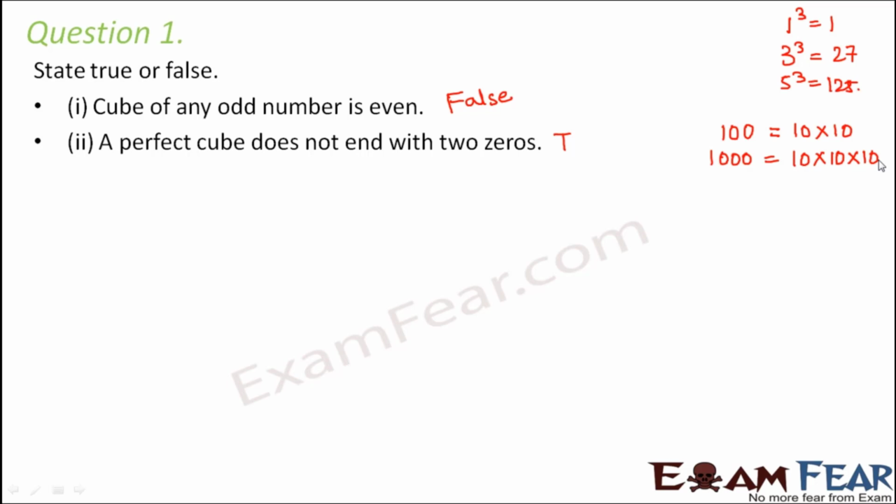A perfect cube will always have a number of zeros which is a multiple of three. For example, it can have 3 zeros, it can have 6 zeros, it can have 9 zeros, it can have 12 zeros.